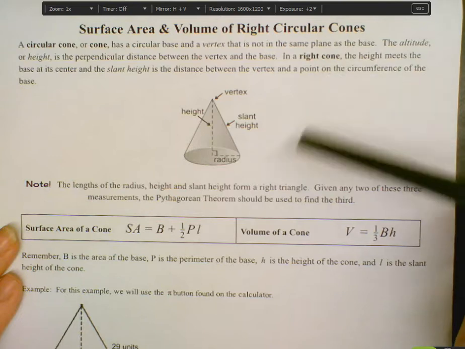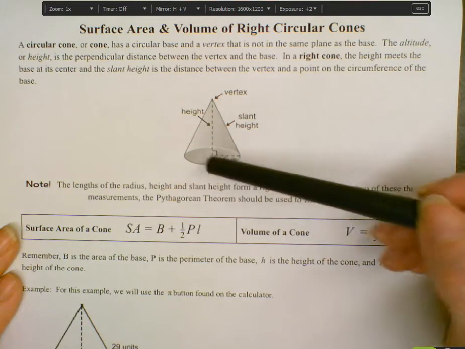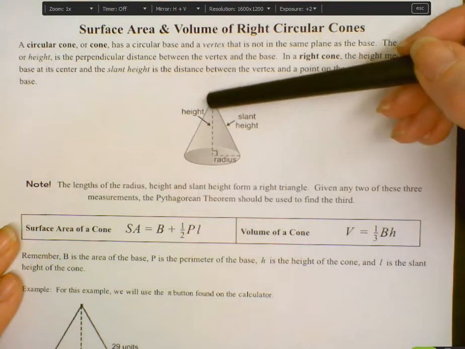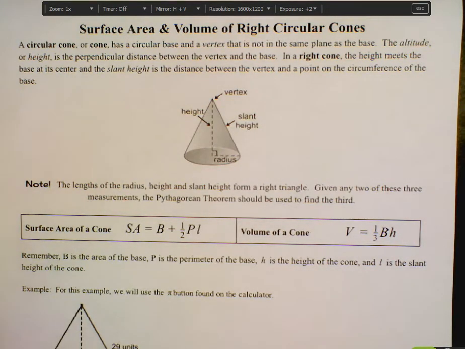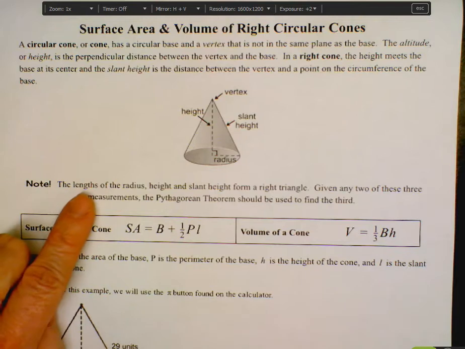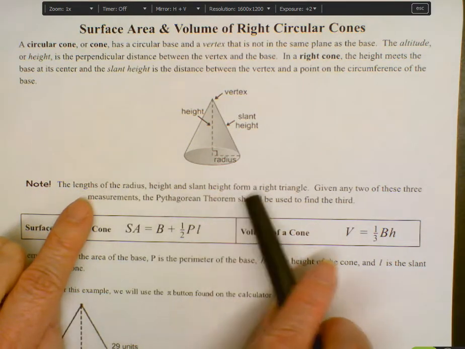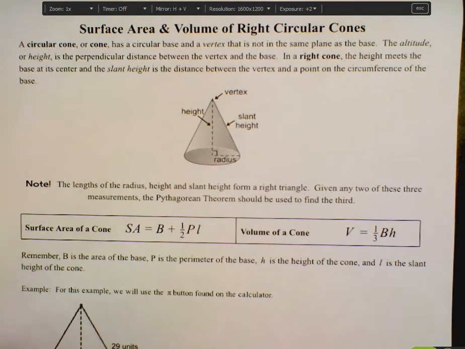In a right cone, the height meets the base at its center, and the slant height is the distance between the vertex and a point on the circumference of the base. Note, the lengths of the radius, height, and slant height form a right triangle. Given any two of these three measurements, the Pythagorean theorem should be used to find the third.